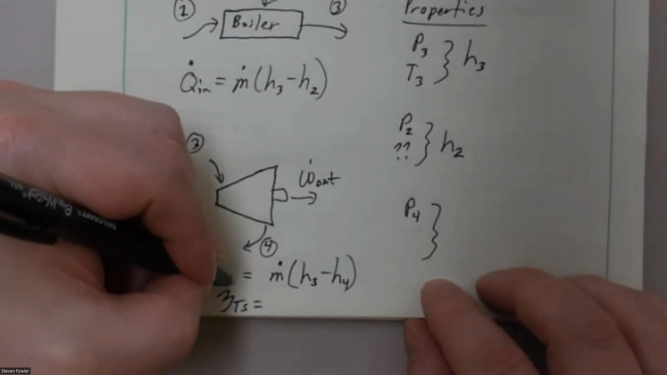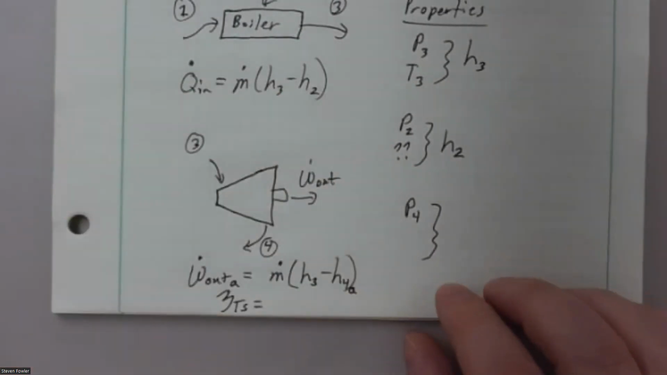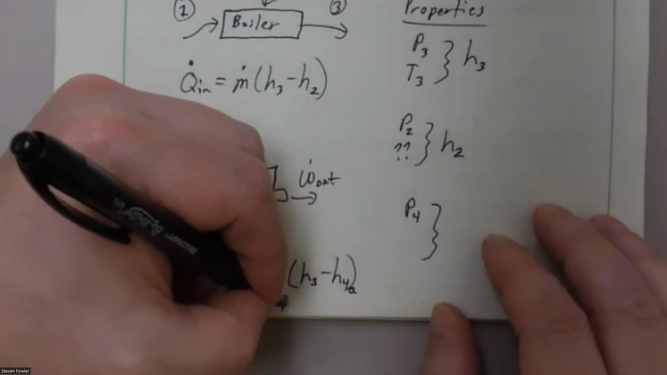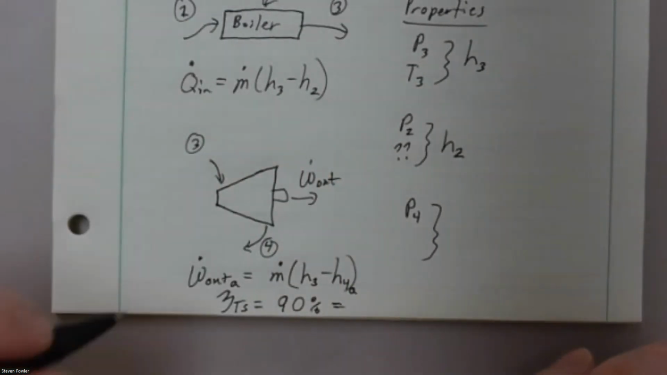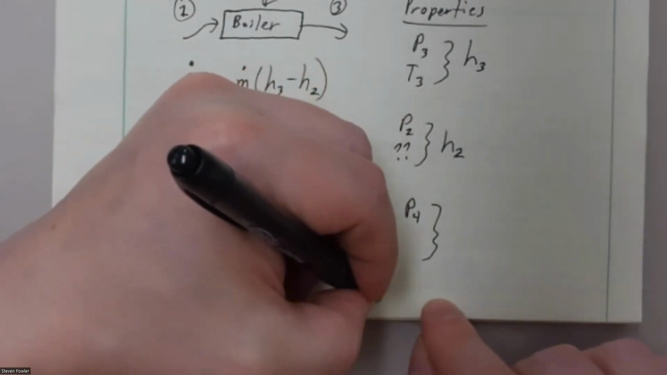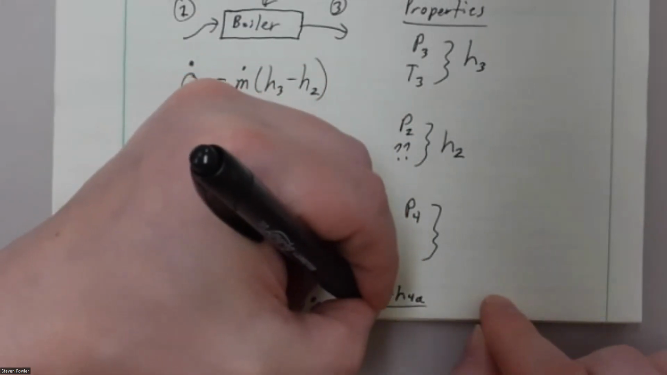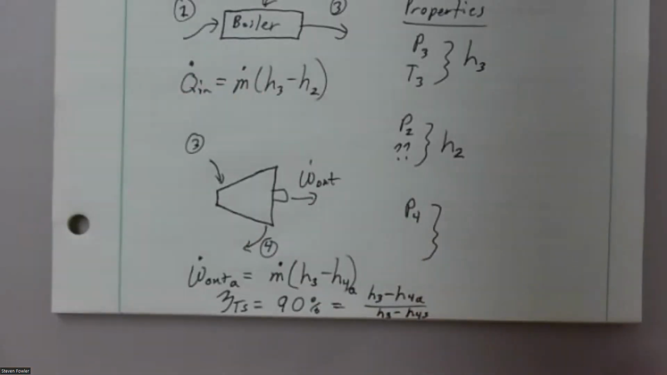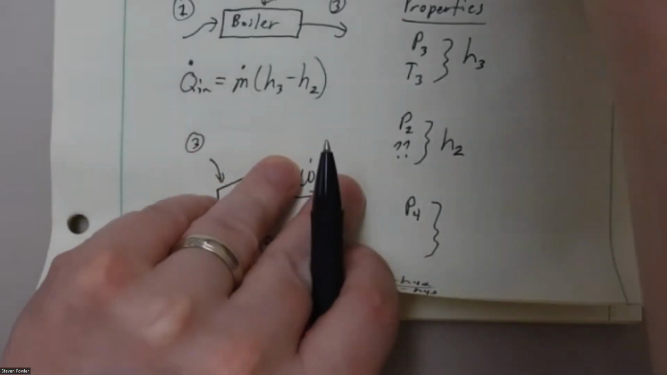So what I can do is look for the actual power output, which means I would find H4 actual. They've told me the efficiency of this thing is 90% when compared to the ideal isentropic. So that efficiency ratio means this is H3 minus H4 actual divided by H3 minus H4 isentropic. I should write that on the next one. Get this slide out.